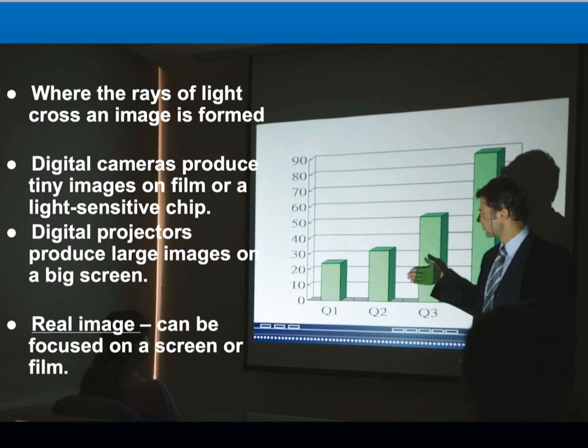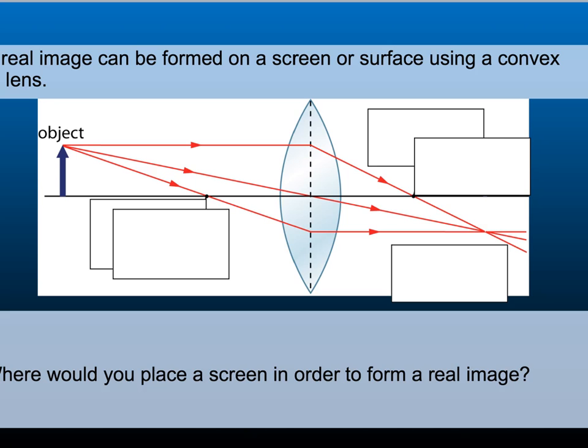Digital cameras, for example, produce tiny images on film or on light-sensitive chips. Digital projectors produce large images on a big screen. These kinds of images are real. They can be focused onto a screen or a film. Real images can be formed on a screen or surface using a convex lens.